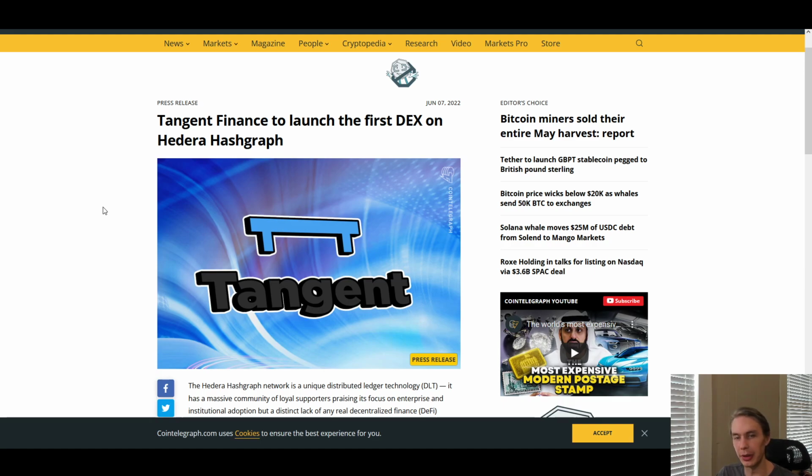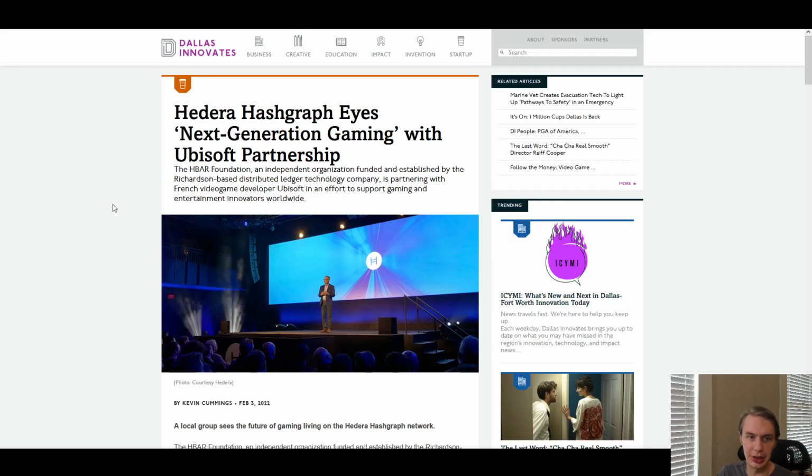But of course, this is a good first step. Certainly behind the curve, plenty of other L1s already have fully established DEXs that are quite large at this point. But better late than never. So this is, of course, a good sign. Now, the other thing that's interesting with Hedera is that they've also been making some moves to appeal more to the gaming space.